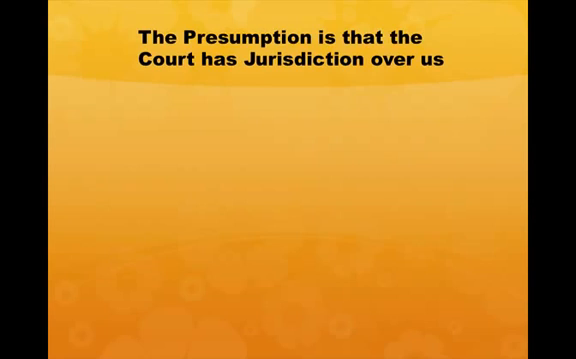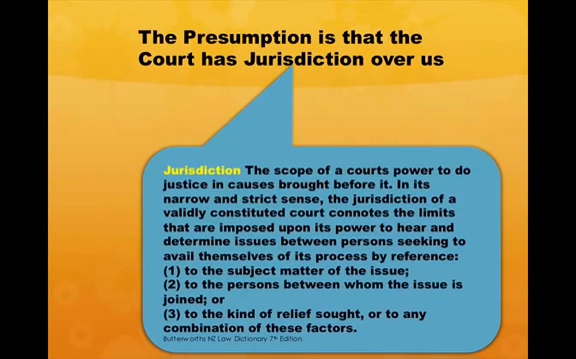There's always a presumption, and this is one of the keys to it. We must break those presumptions that anyone has any power or jurisdiction over us. So jurisdiction is the scope of a court's power to do justice in causes brought before it. In its narrow and strict sense, the jurisdiction of a validly constituted court connotes the limits that are imposed upon its power to hear and determine issues between persons seeking to avail themselves of its process by reference to the subject matter of the issue, to the persons.